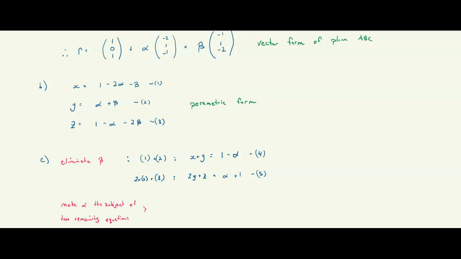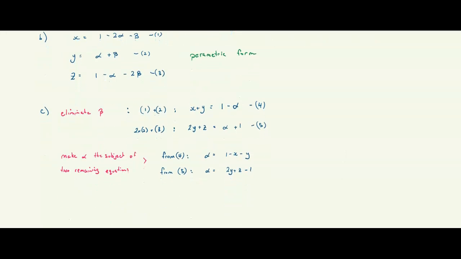Okay, so if I'd eliminated alpha here, I'd make beta the subject of the 2 remaining equations. So let's have a look at what we get. So from equation 4, we get alpha equaling 1 minus x minus y. And from 5, we get alpha equaling 2y plus z minus 1.